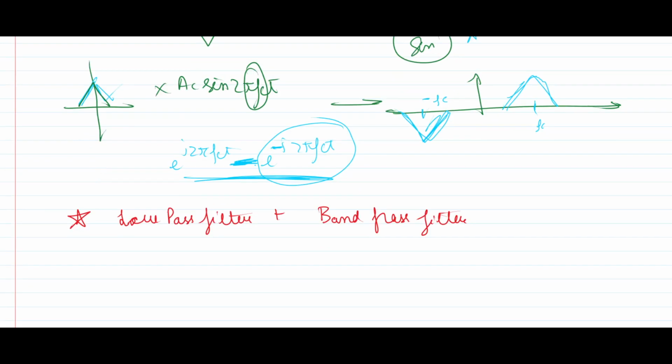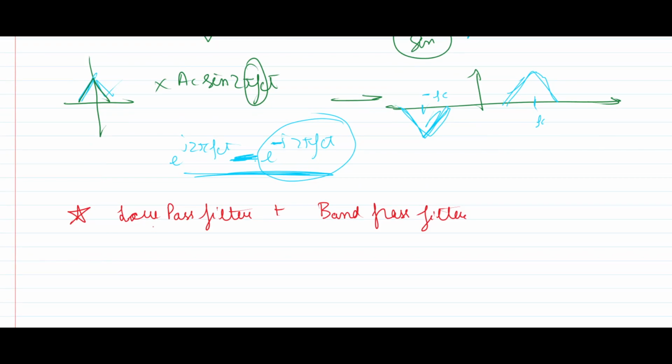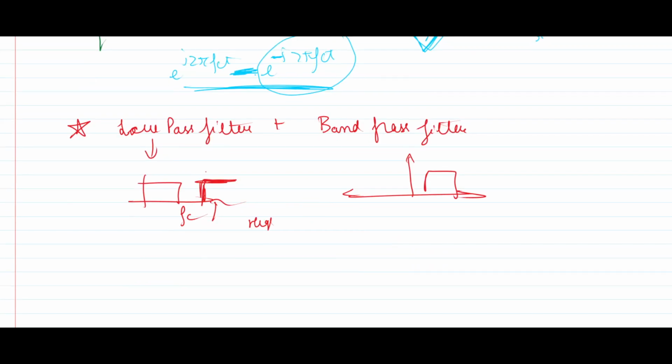So what is a low pass filter? What is a band pass filter? A low pass filter is a filter that passes frequencies less than a cutoff frequency. A band pass filter is a filter that passes a particular range of frequencies, and similarly a high pass filter passes frequencies higher than a particular cutoff frequency. But most of your requirements will be solved from low pass filter and band pass filter.